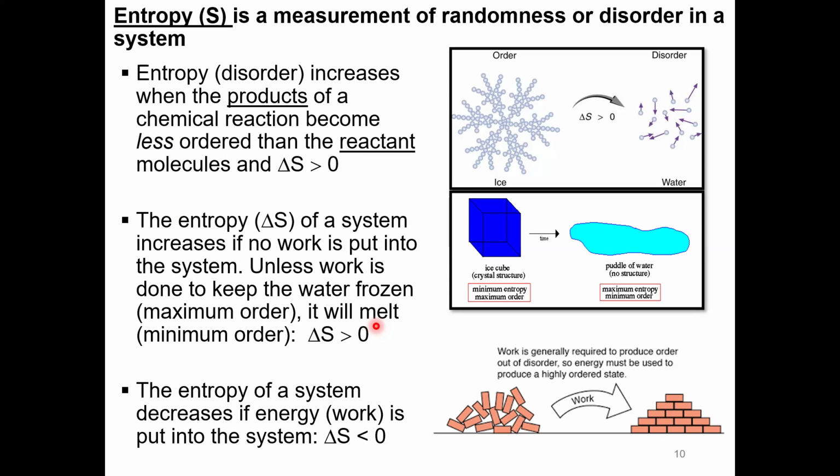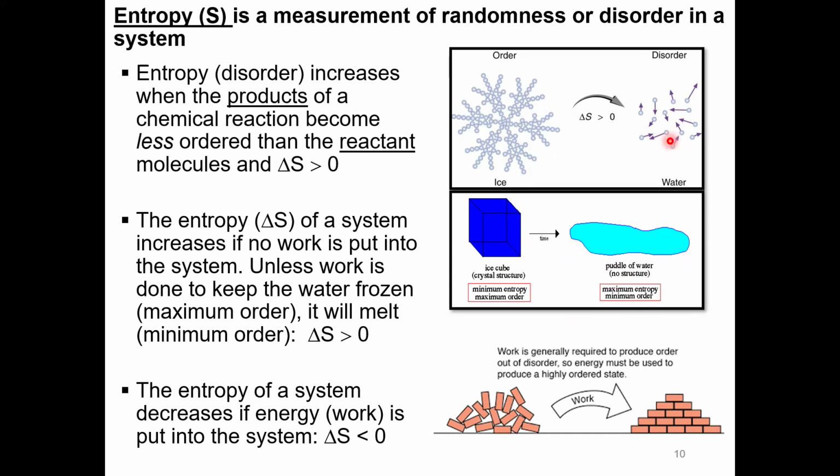It increases when no work is put into the system. So like with ice, it takes work to keep it frozen; if not, it will end up as a melted puddle of water, basically maximum entropy to minimum order. So ice is ordered, whereas water has more disorder.